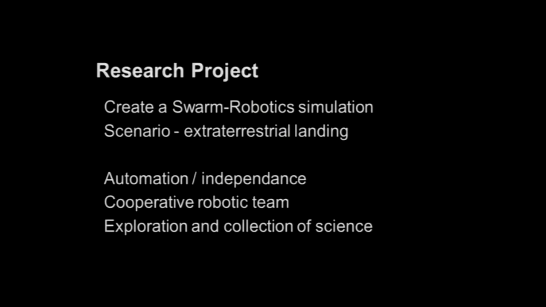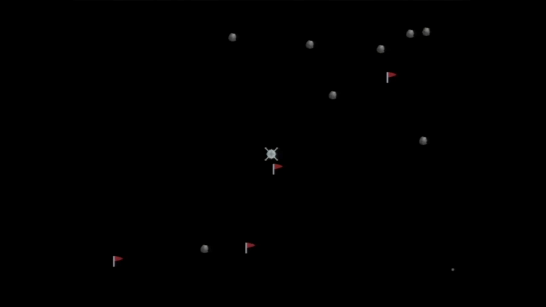And what I'm trying to show here is how swarm robotics can provide autonomous and independent solutions, autonomous agents that can go and work and do their thing. That can be a cooperative robotic team, meaning that they can utilize the resources of their fellow agents, with the goal of exploring the planet, collecting scientific data, that sort of thing. So now it's demo time. So here we go, planet landing.